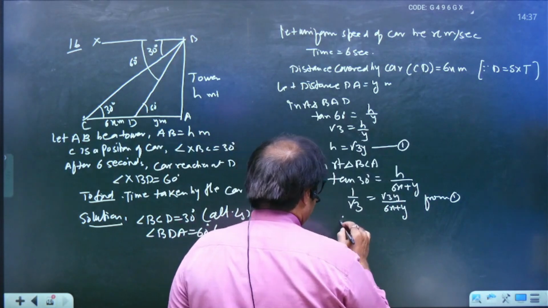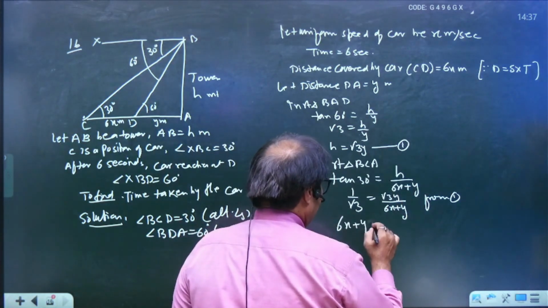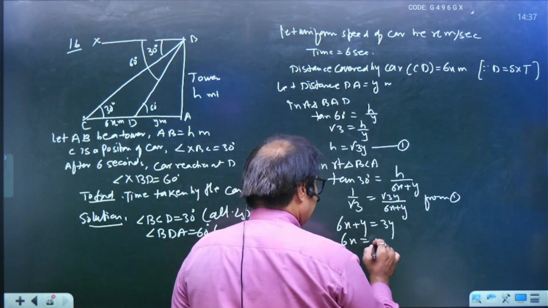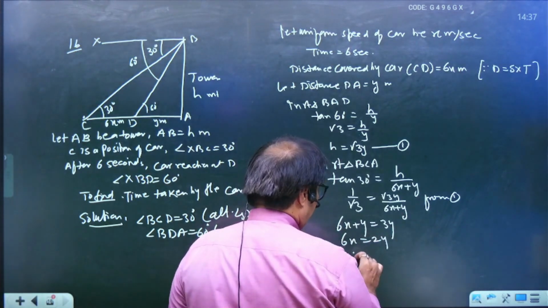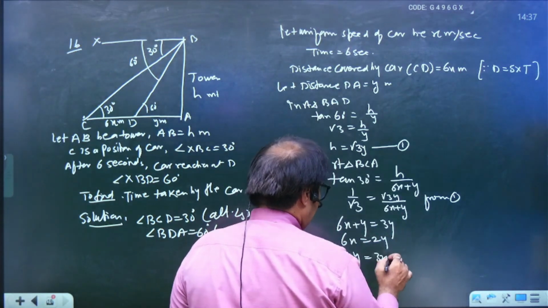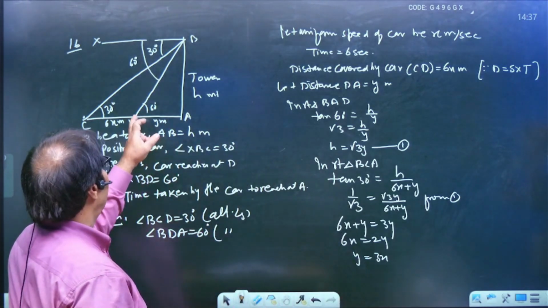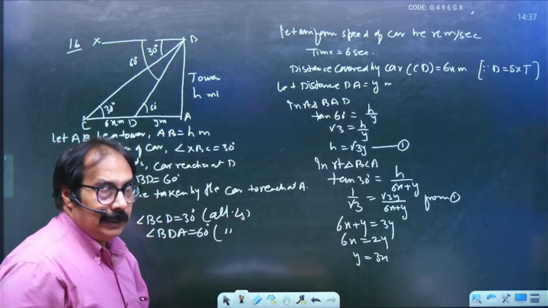So by cross multiplication, 6x plus y is equal to 3y. So 6x is equal to 2y. So therefore y is equal to 3x. Okay, so this distance, that is from D to A, I have calculated as 3x.